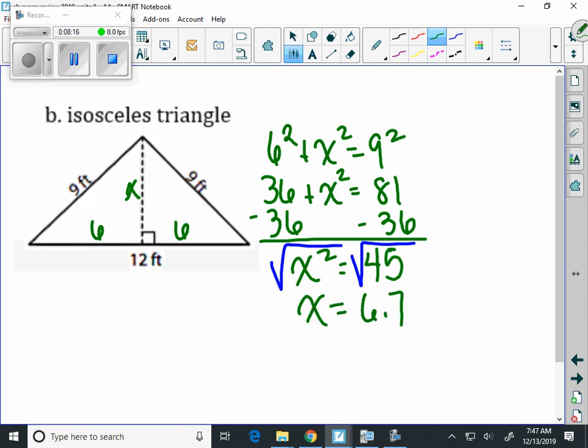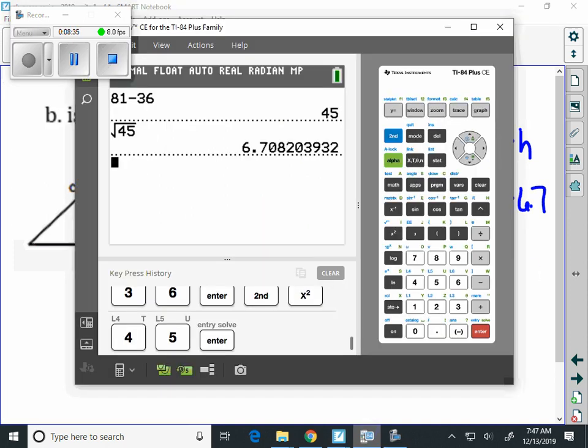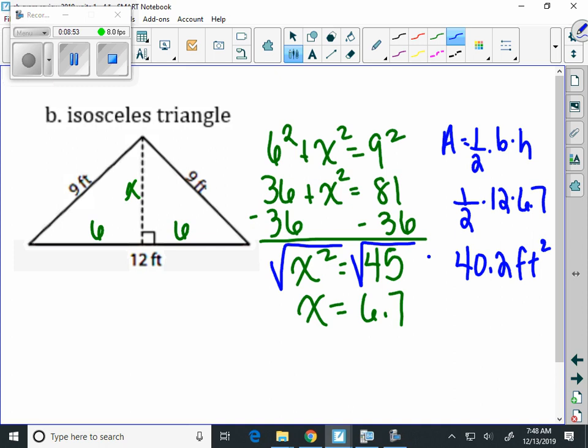And again, our formula for the area is 1/2 times base times height. So it's going to be 1/2, our base is 12, and then our height is the value we just found, which is the 6.7, and we type that in. So I'm going to use 0.5 for 1/2, so 0.5 times 12 times 6.7 gives us 40.2, and we get 40.2 feet squared for our area.